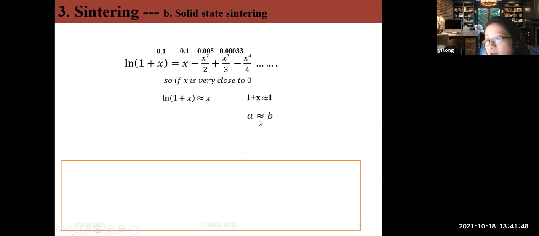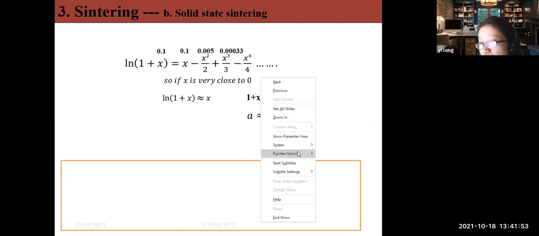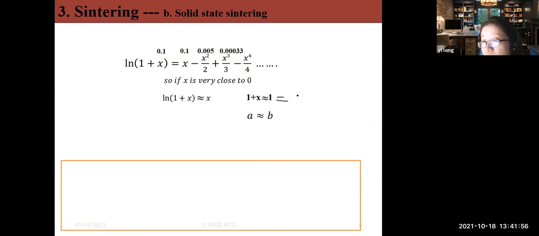So if we know a is very close to b, then this is also equal to a over b, right? If a is very close to b, then 1 plus x equals 1 and is also equal to a minus b, because this is also close to 1. Okay, then if we open this up, because you need a 1 here, right? So 1 plus b, a minus b, correct?